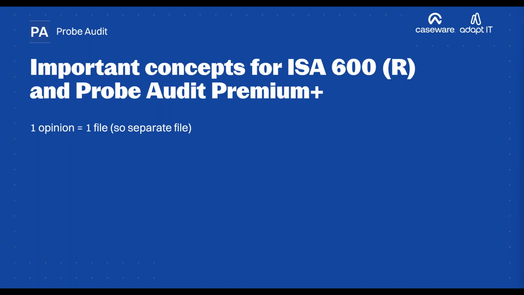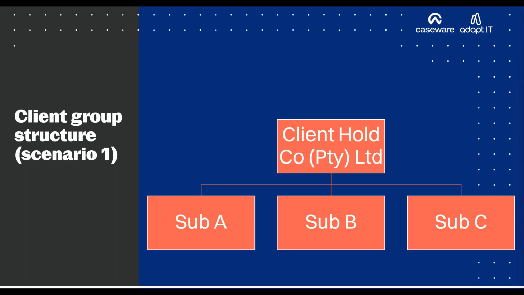So the first concept is basically one opinion is one file. For every audit opinion that will be signed, there will be a separate audit engagement file. So let's see what I mean when I say that. Let's look at an example.